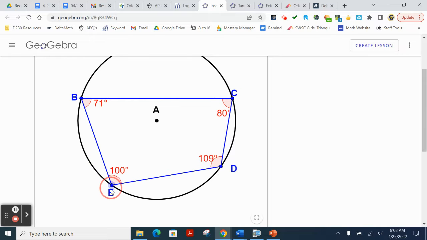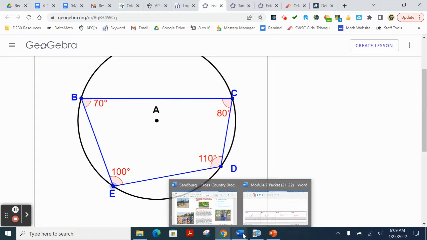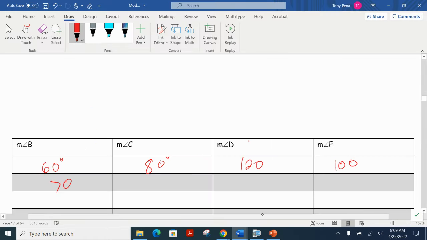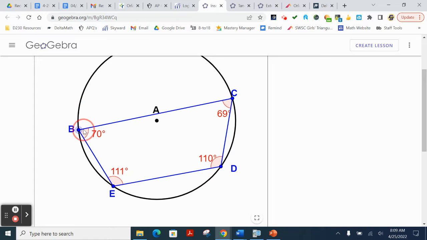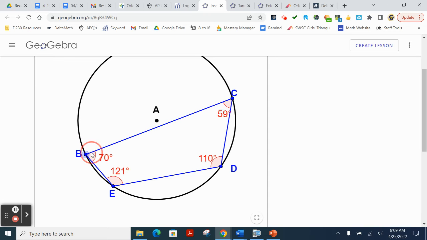So let's go to here. Let's say I made it that way. Record those values, 70, and then 80, 110, and then 100. All right, and then one more. Let me change some other ones now. So let me actually change this one up here. We'll make this, say we do it that way. All right, record those.